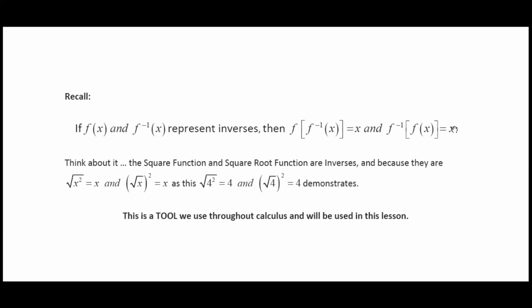Let me see if I can clarify this. The square root and the square, those two functions are inverses of each other. So if we take the square root of x squared, we get x. And if we square the square root of x, we get x. That's what we're talking about here.